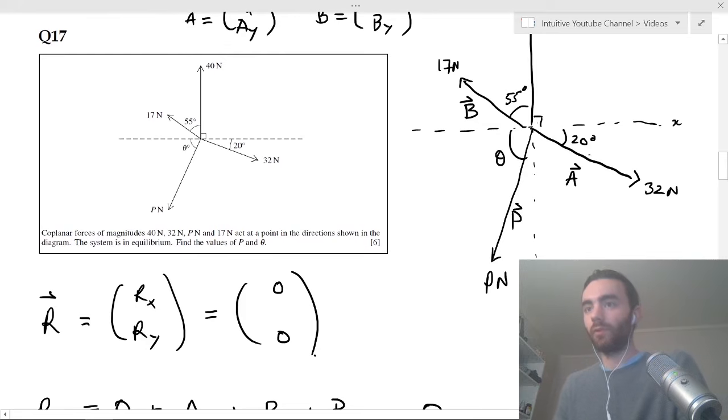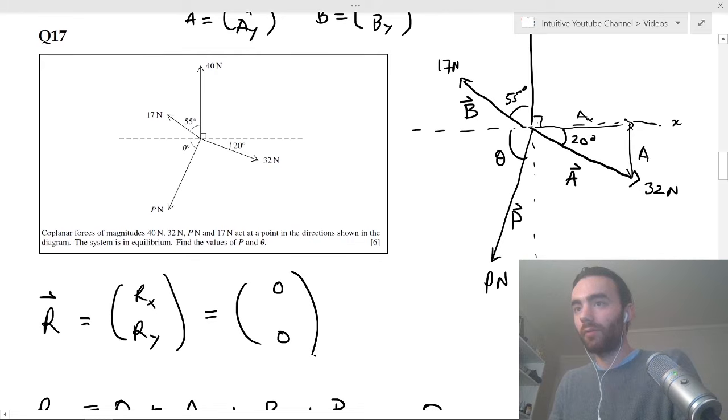Okay, so it was like before. We have this A vector here, and it has an x component and a y component. If we want to find this Ax, well, this is just going to be opposite adjacent like before. So the cos of 20 equals Ax, the adjacent, divided by our hypotenuse, which is 32.